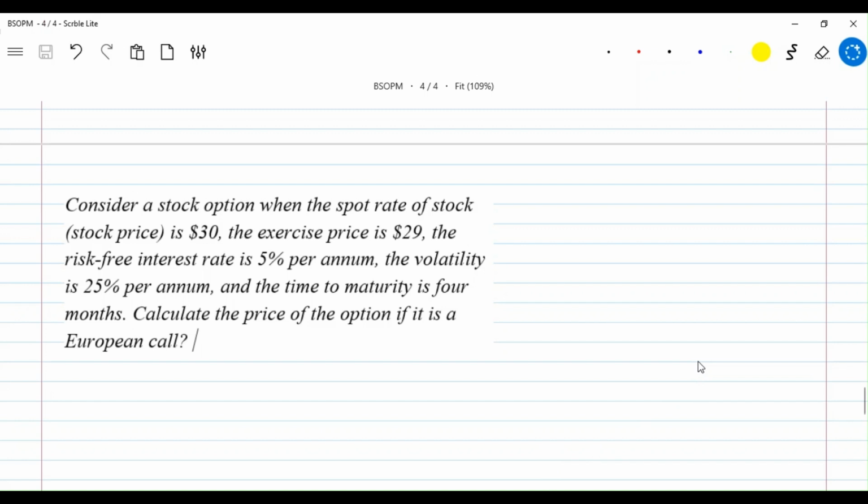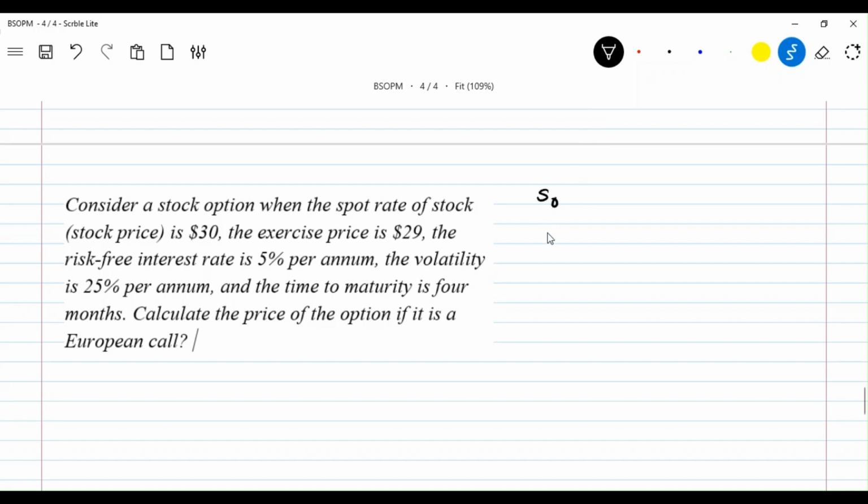So here we can see that this is a stock option whose spot rate is given as 30. This is a price which keeps on changing, and the exercise price, which is fixed in nature, we also call the strike price, is 29. Risk free is 5%, volatility, which is our standard deviation, is 25, and time to maturity is 4 months. We are supposed to calculate the option, which is a European call option, applying the BSOP formula. So let's get started. Let's list down some of the information, and don't forget that we have not yet discussed N(D2), which we will be doing now.